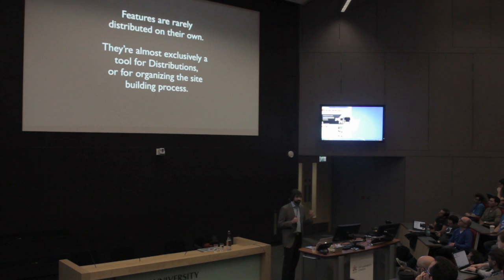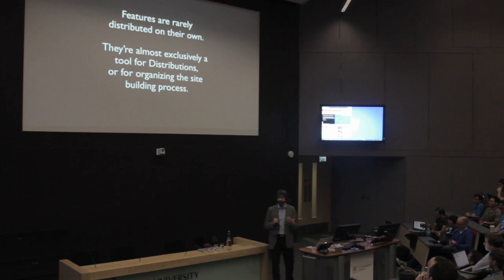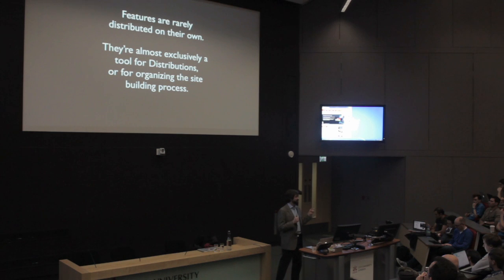And in distributions, these features are used almost exclusively for organizing the building process of a distribution. I can't think of any example off the top of my head where somebody's built an image gallery feature and distributed it, so you can use that image gallery feature on anybody's website. You grab it, you get the dependencies, you install it, and boom, you've got the perfect image gallery you want to have. Does anybody know any features like that that actually get used like that? No.